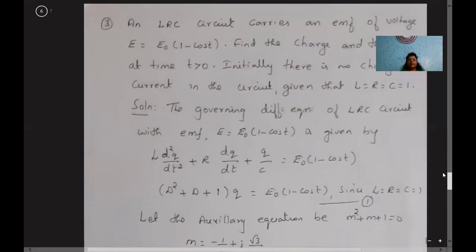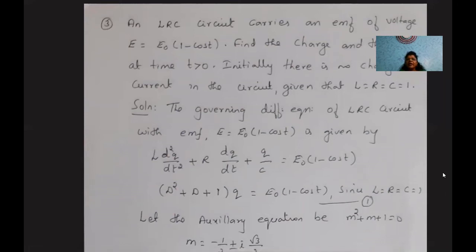Let me move on to the third problem. An LRC circuit carries an EMF of voltage E is equal to E naught of 1 minus cos t. Find the charge and the current at time t greater than 0. Initially, there is no charge and current in the circuit, given that the value of L is equal to R is equal to C is equal to 1.